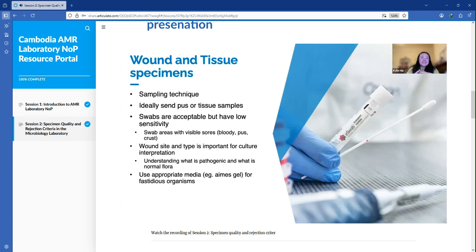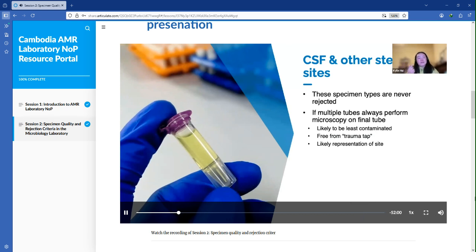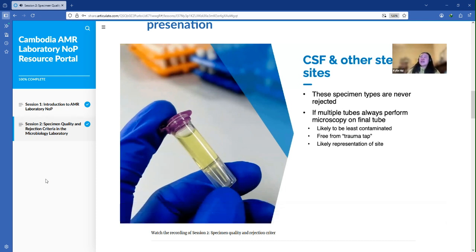Okay, now we talk about CSF and other sterile sites. These specimens are almost never rejected. This is because they are likely to be difficult to obtain. And there'll be a bit more information about some exceptions to these rejection criteria rules.